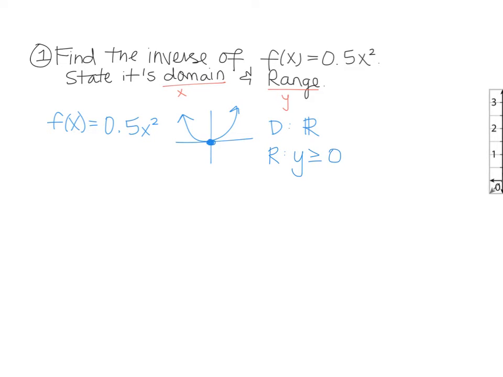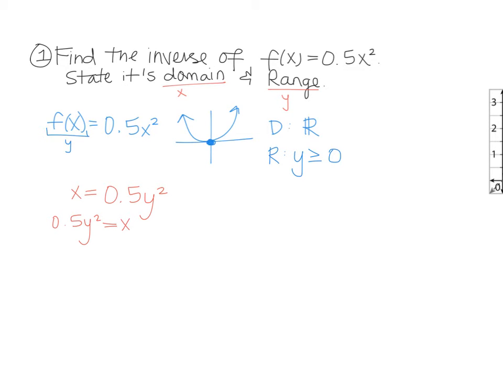So now let's look at finding the inverse. To find the inverse, we just have to switch the x and the y. So remember, I want to think about f of x as being y. So when I rewrite, now it's going to say x equals 0.5 y squared. And to be able to really state the inverse, I need to get y by itself. So first I'm going to just change where this is: 0.5 y squared equals x. All I did was flip the order.